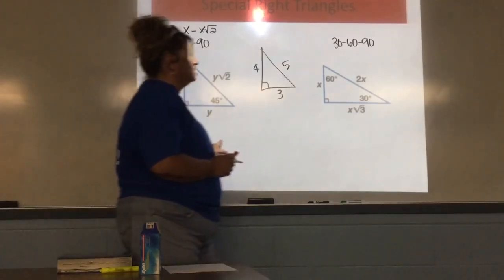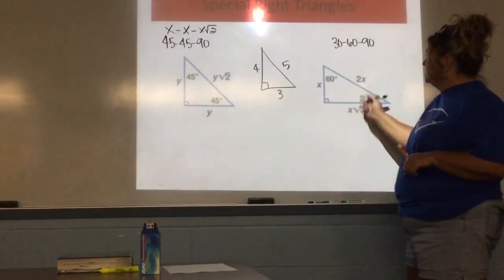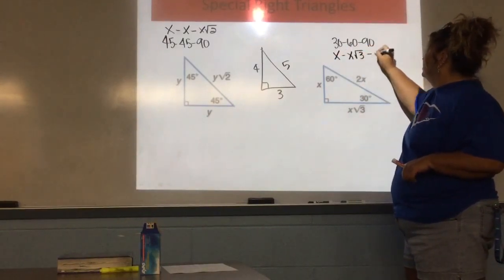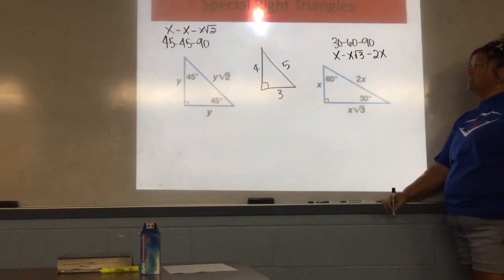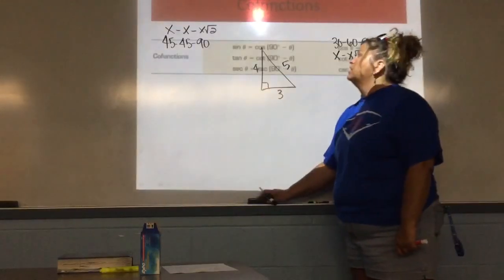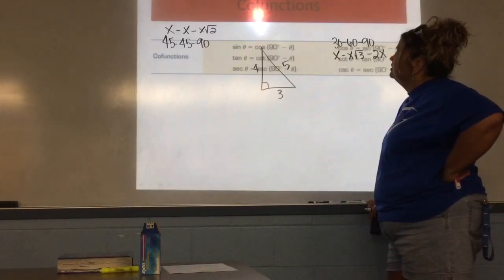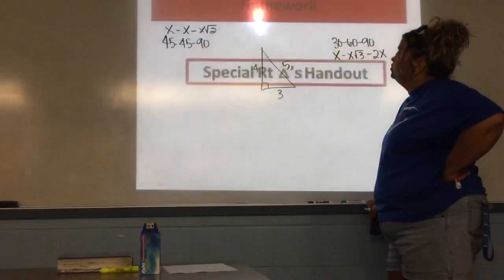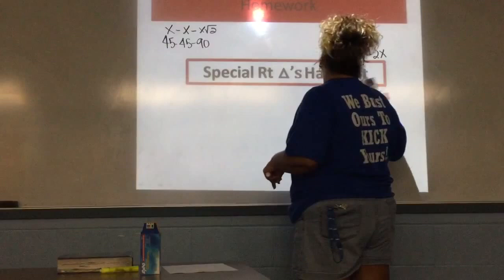Okay, so let's look at this one. 30, 60, 90 follows a ratio, and it goes x, x root 3, and 2x. Let's talk about how we would use these. Go back to the special rights. We'll do special rights on their own. I'll do some examples later.